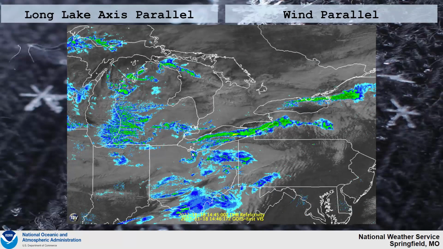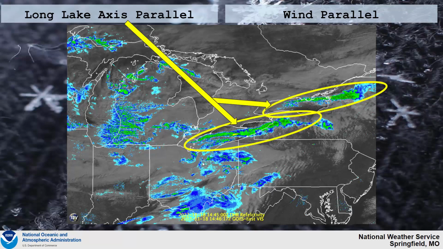So there are two types of lake effect snow bands that form. There's long lake axis parallel bands that are these single bands that span the whole long side of the lake. As the name implies, the band is parallel to the long side of the lake. So it's parallel to this long lake here, pretty much. It's named after its name.